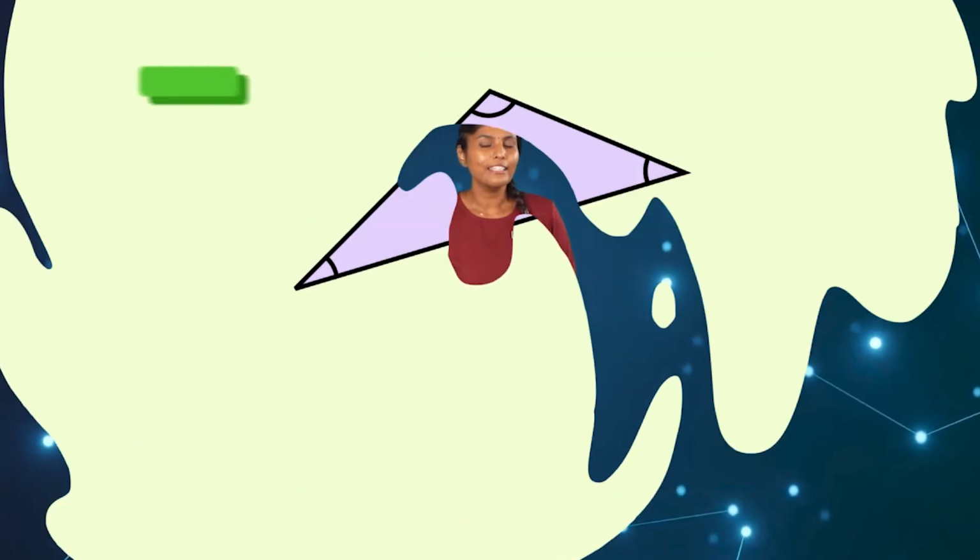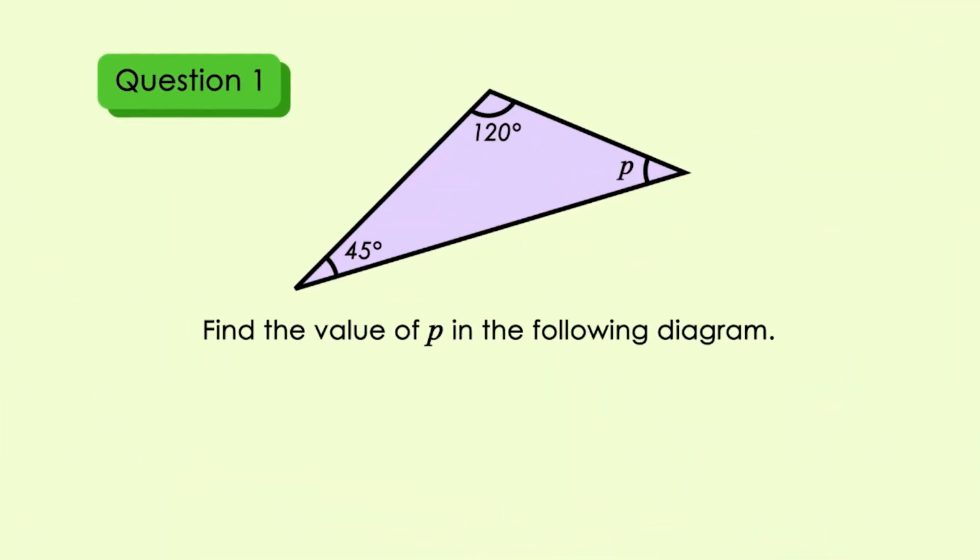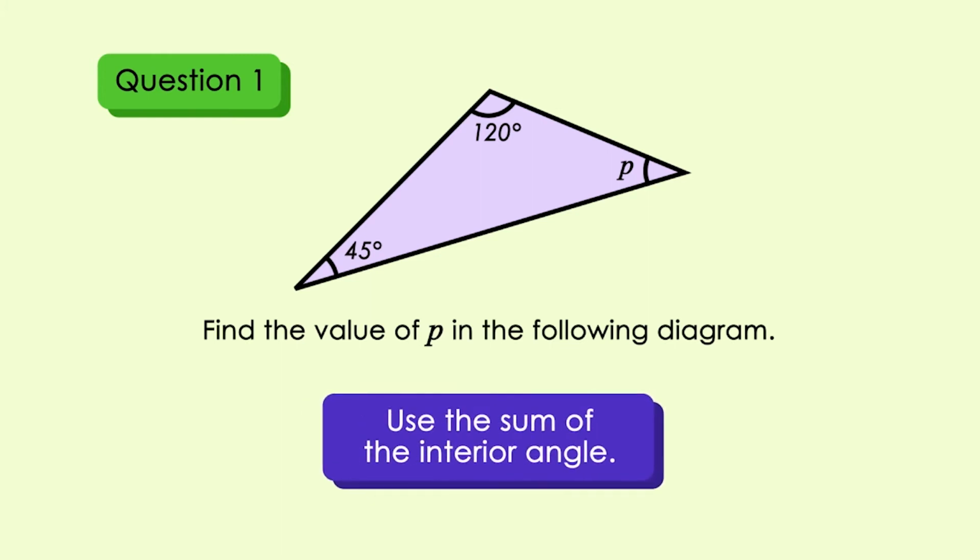Before I continue to the next part of this topic, let us look at a question. Perhaps this question would give you a better idea about the sum of the interior angles of a triangle. In this question, you are required to find the value of angle P. How can we answer this question? Here's a tip for you. Use the sum of the interior angles that we just learned.